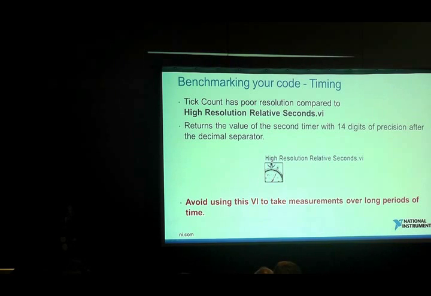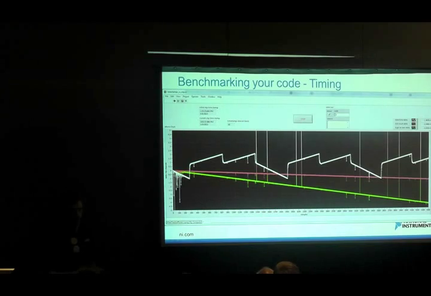It says in the help file for this, use this VI to take precise time measurements over short periods of time. You can use this VI to benchmark code with very high precision. It actually says that in the help file for this function. It does also say avoid using this VI to take measurements over very long periods of time. And the reason for that is it has a much higher clock drift than some of the other time functions.